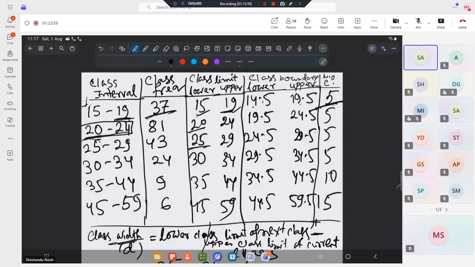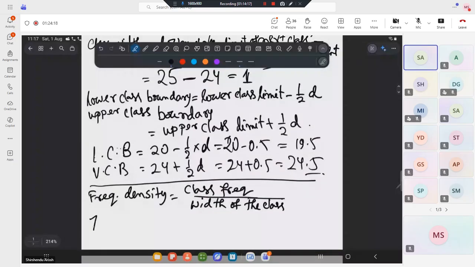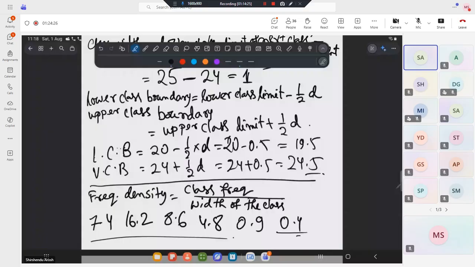So for the first case, it will be 37 by 5, next will be 81 by 5. When you come to the 35 to 44 class, it will be 9 by 10, and for this case, it will be 6 by 15. Like this, I just give the numbers there. So it will become 7.4, 16.2, 8.6, 0.8, 0.9, and 0.4. These are the numbers we should find out in terms of the class density.